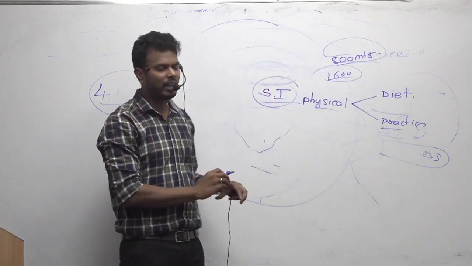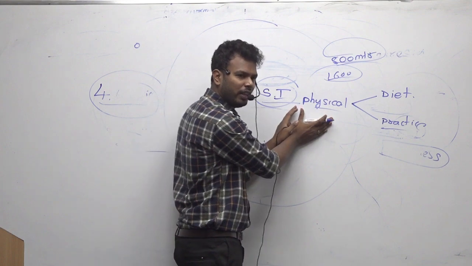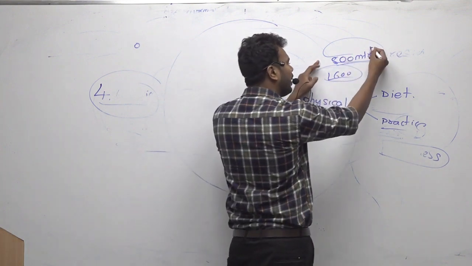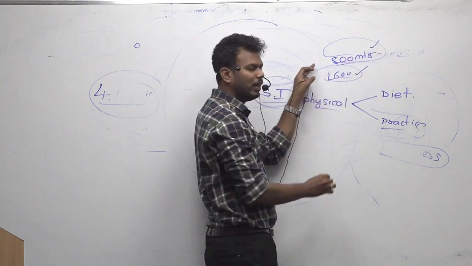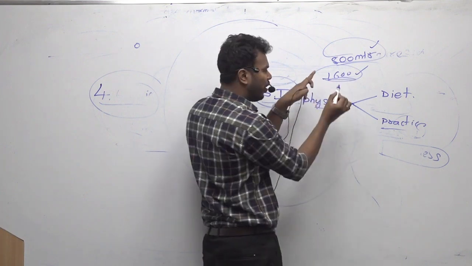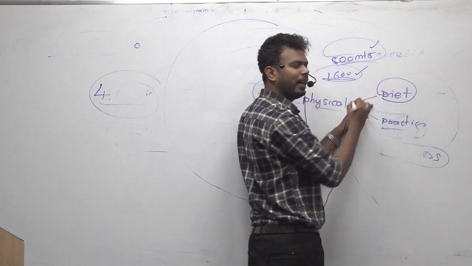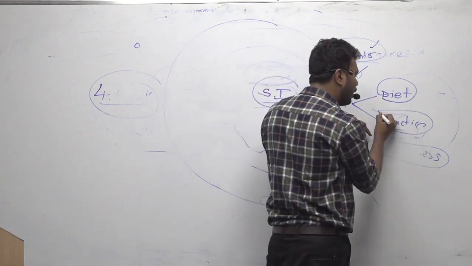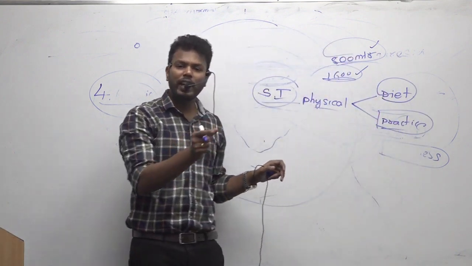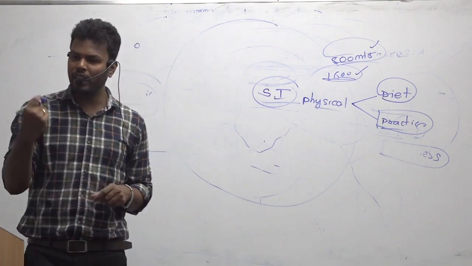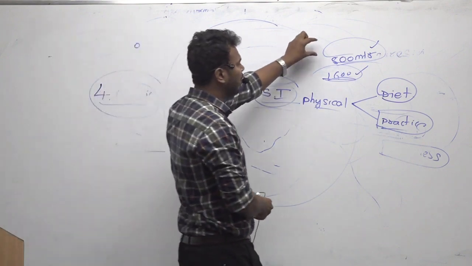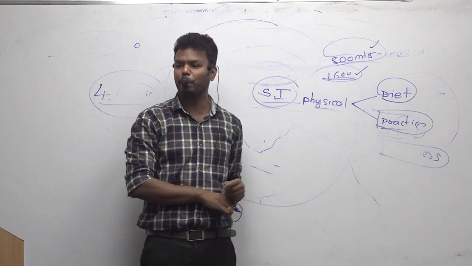Getting my point? A person is preparing for a physical event. Then he has to perform 800 meters or 1600 meters. This is the examination. For that, what is this person doing? He needs to have a proper diet and a proper practice. Every day he has to run, because in the final examination he has to show his running performance.